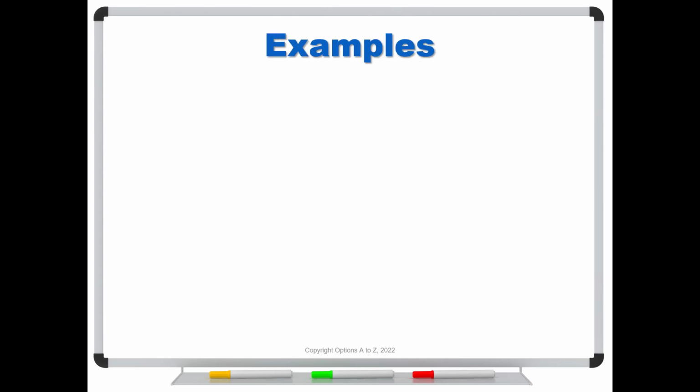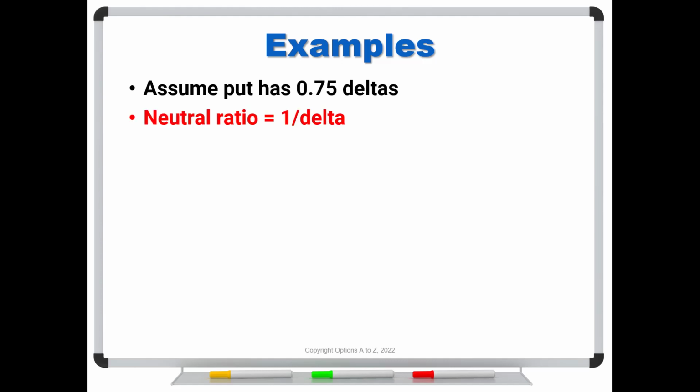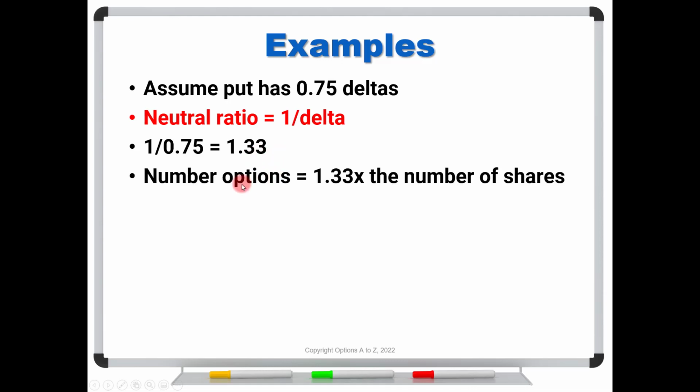So let's look at some examples. Let's assume that a put option that you're looking at for a hedge has 75 deltas. What's the neutral ratio? Take 1 divided by the delta, which is 1 divided by 0.75, or 1.33. So this number right here, this 1.33, is our neutral ratio. And what it shows is that the number of options we need equals 1.33 times the number of shares that we have or that we're trying to hedge.